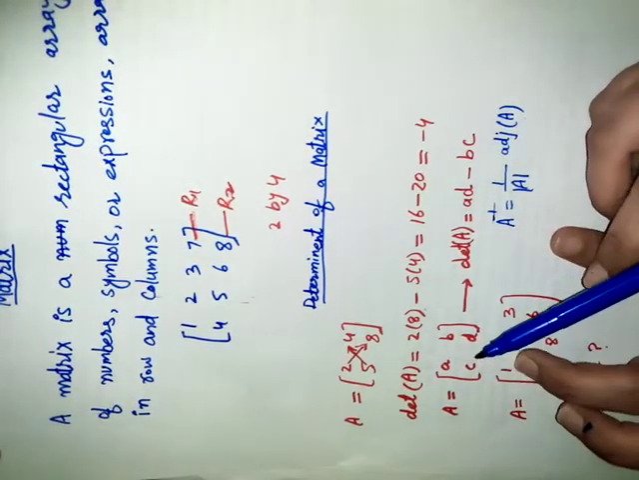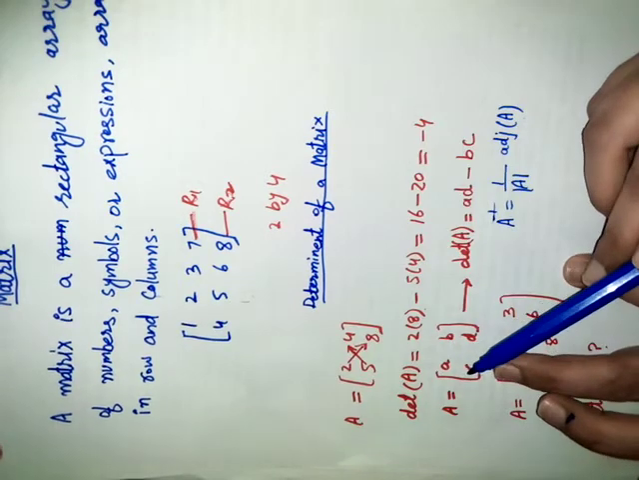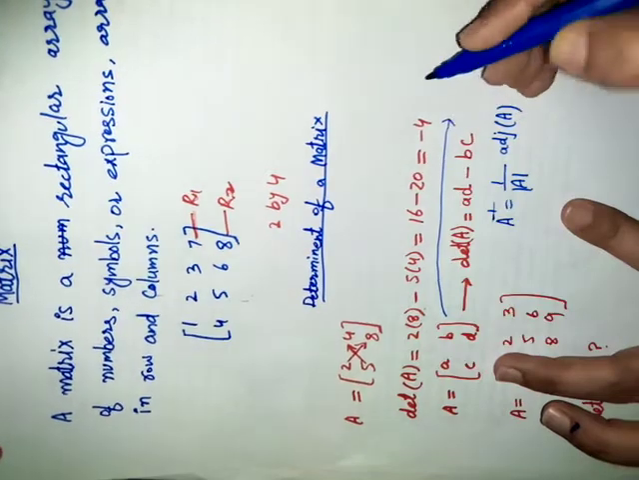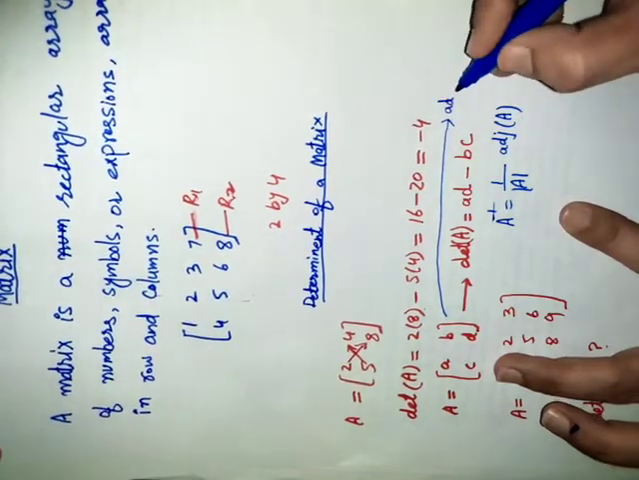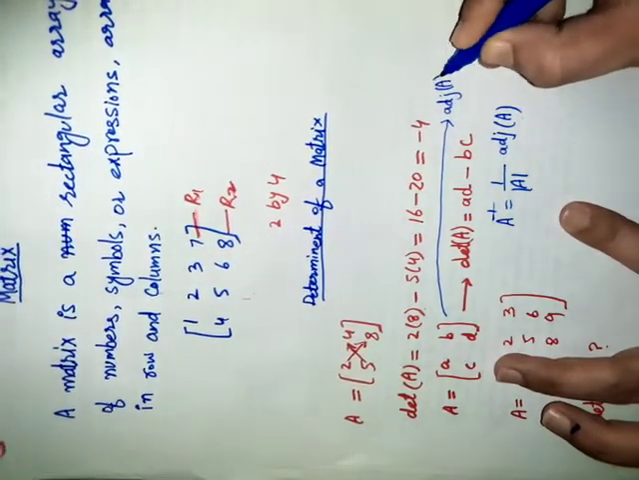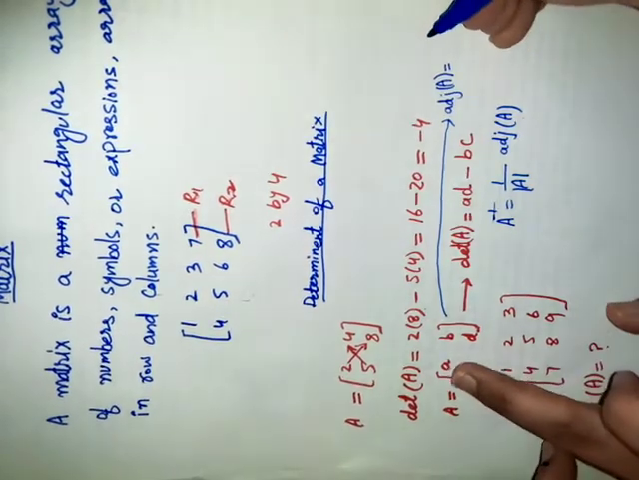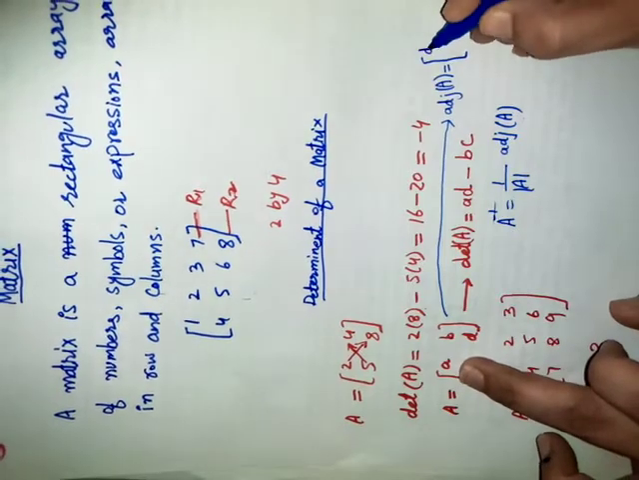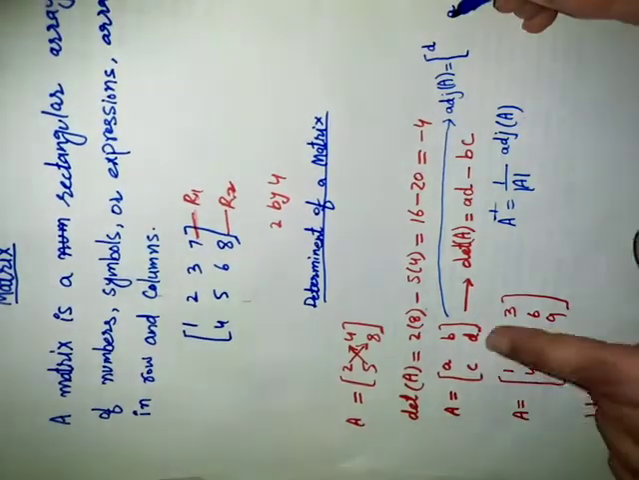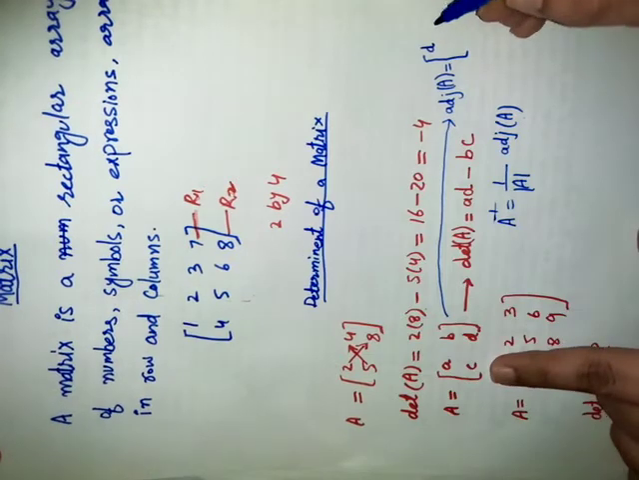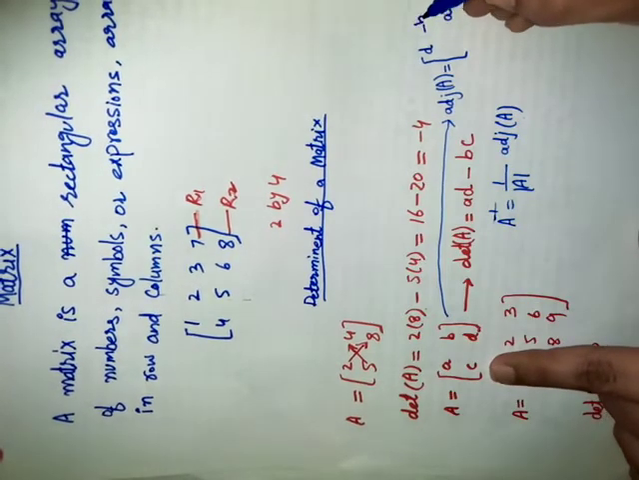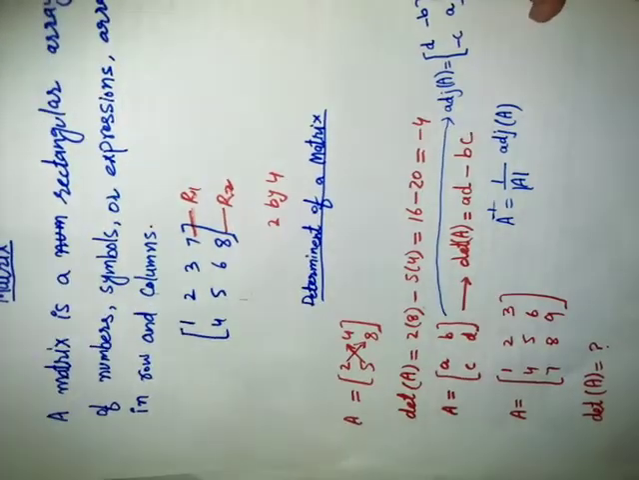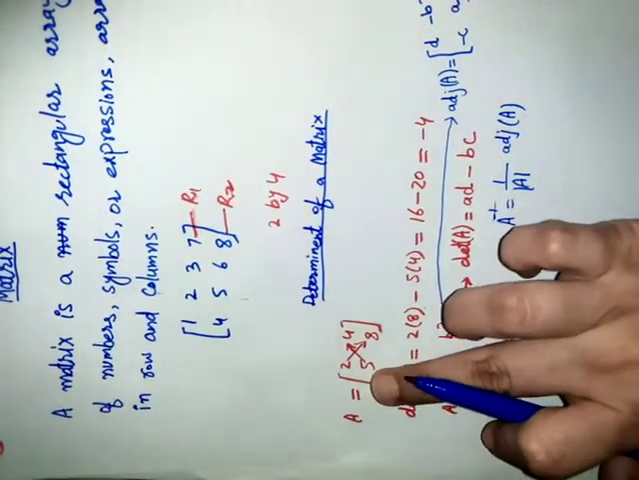To evaluate the adjoint of A of this matrix, you will replace A and D. Here will be D, here will be A, and change the sign of B and C: minus B, minus C. So what will be the inverse of this matrix?